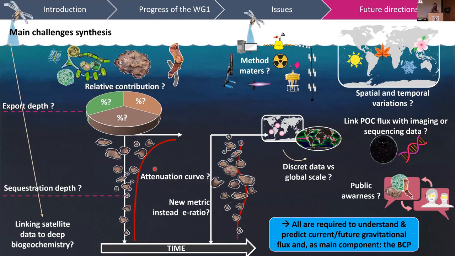This is an attempt to summarize all the challenges that we have to face in the future. This is all the stuff that I presented. They are all required to understand and predict current and future gravitational flux, and thus the biological carbon pump. I tried to list them all here because I thought that maybe these schemes could be useful for the working groups later to keep in mind.